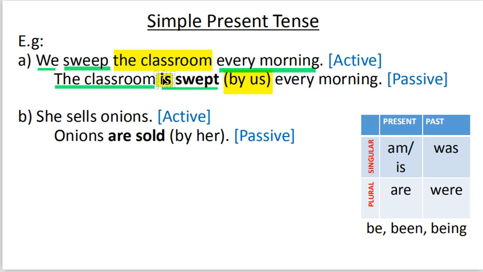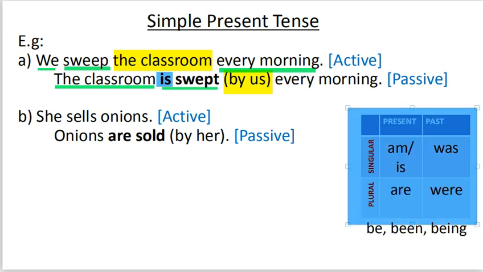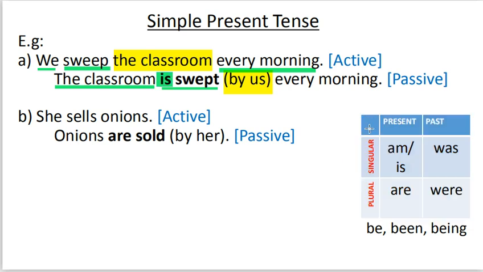The question now arises, how did we get is? Why not was? Why not am? Now, the table at the side of the screen will lead us to how to get the correct verb to be. From the table, we can see that present singular contains am or is. We use am for the pronoun I, while we use is for other singular subjects in the present tense. The present plural is are. The singular past is was, while the plural past is were.